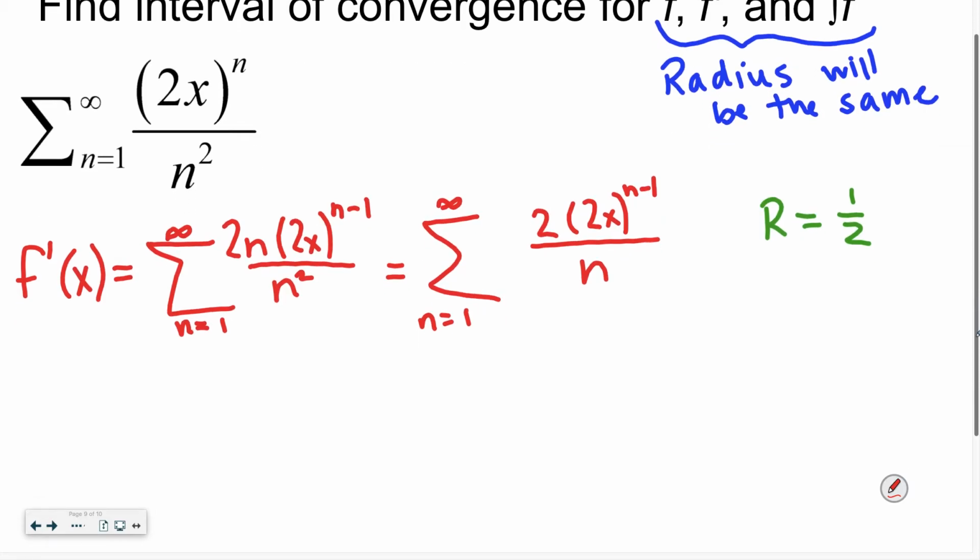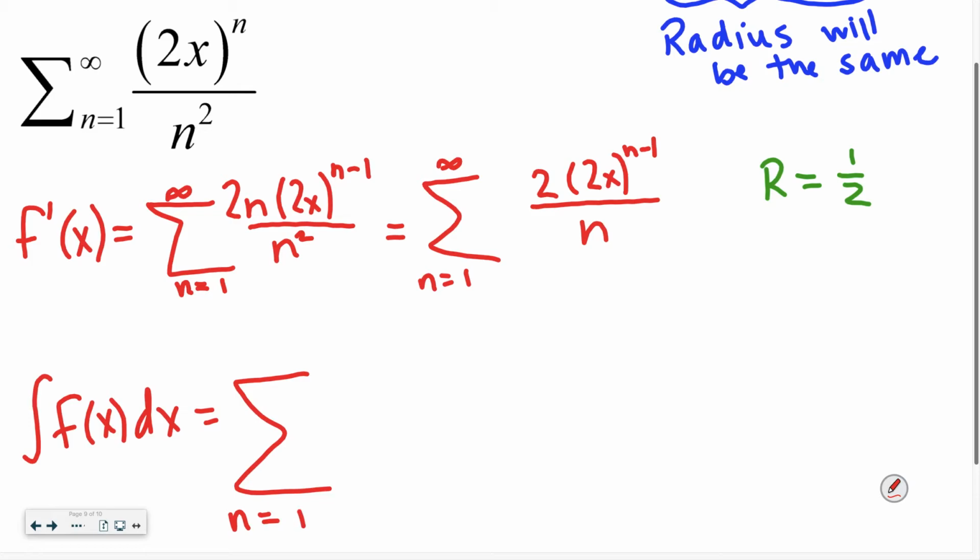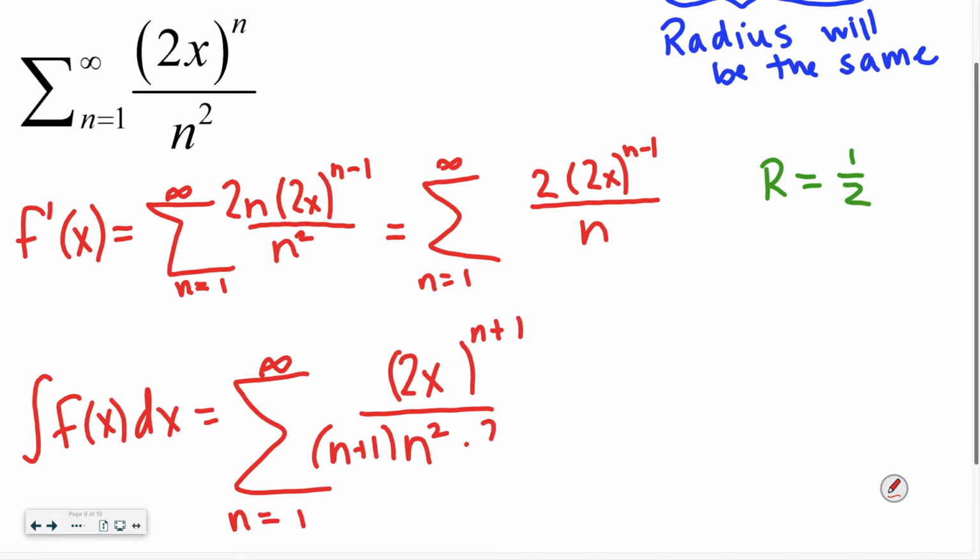Same thing with an antiderivative. If I want the antiderivative of this series, all we have to think about is how we would take the antiderivative of 2x to the n. What do we do? What's our power rule? It goes 1 over n plus 1 times 2x. And chain rule, we would also have to divide by that 2 since the 2's inside.